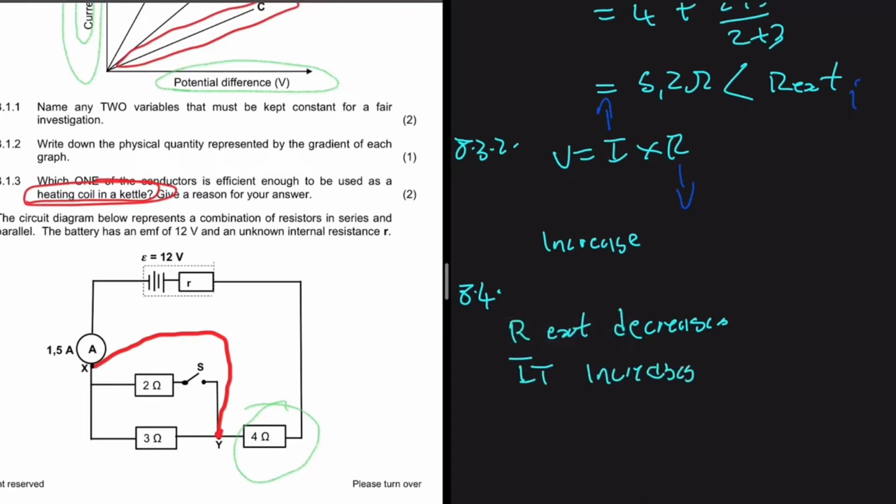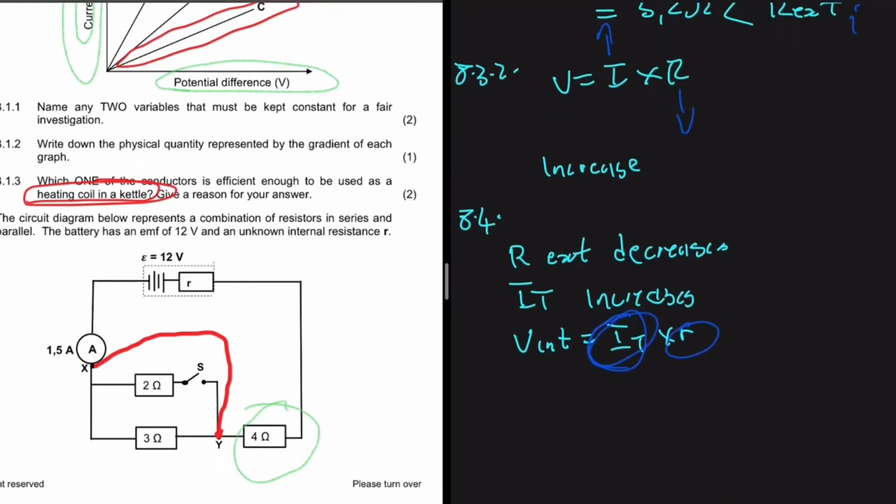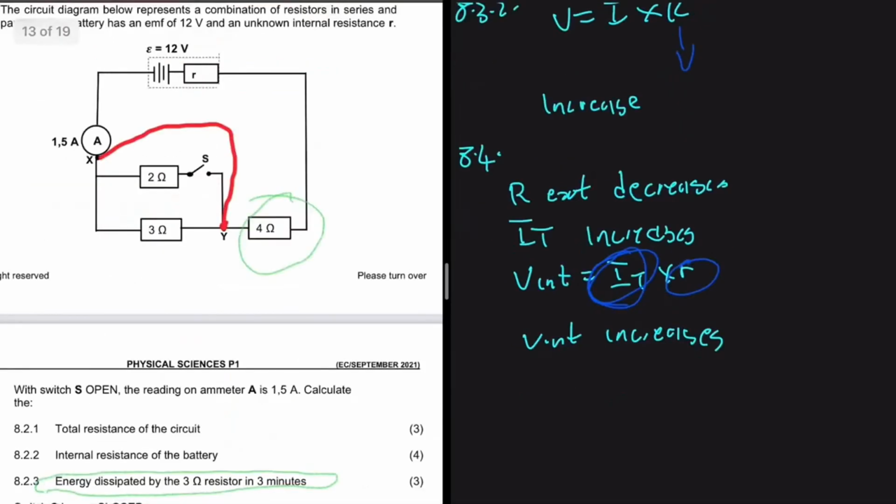If the total current increases, and we know that V internal is equal to IT multiplied by small r, the current increases and the internal resistance is the same, so V internal increases. If V internal increases, the work done by the battery will increase, and as a consequence, the temperature will also increase.